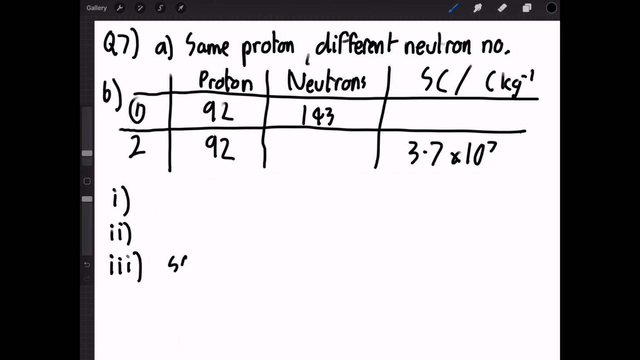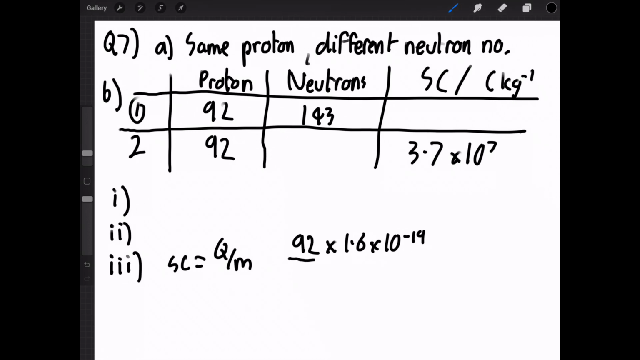So specific charge is Q over M. It's the ratio of the charge to mass. So the charges in this nucleus, and yeah, it doesn't say nucleus, but it really should do. Oh, it does say specific charge of the nucleus. It does say there. We've got 92 protons, so it's going to be 92 times the charge on a proton, which is 1.6 times 10 to the power minus 19.